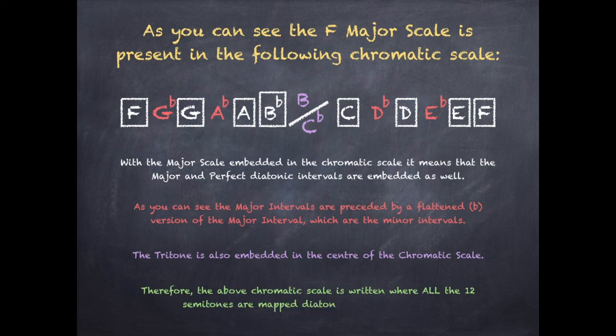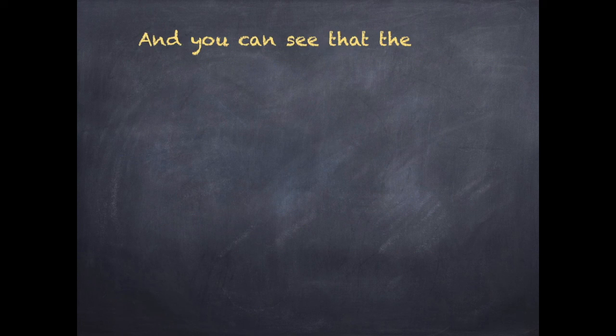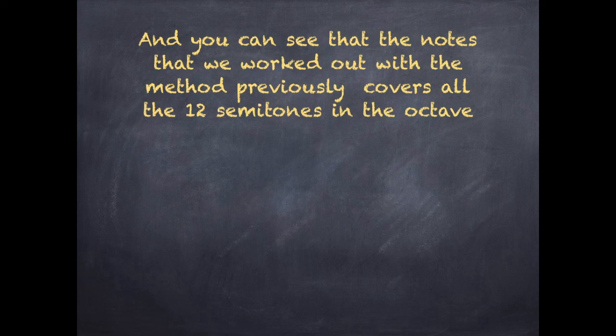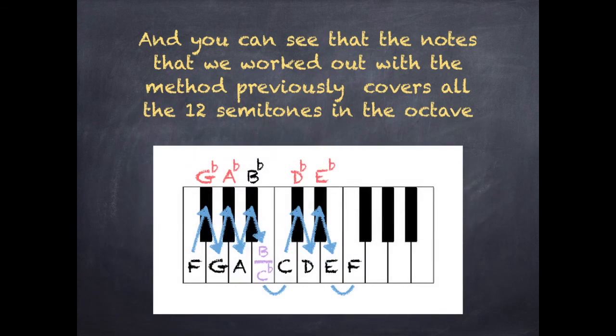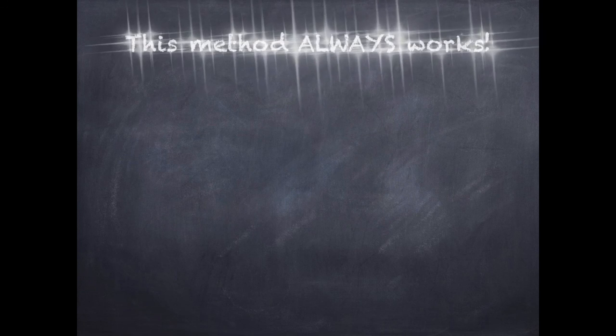Therefore, the above chromatic scale is written where all the 12 semitones are mapped diatonically to the tonic. And you can see that the method we worked out previously covers all the 12 semitones in the octave. Here, once again, is a picture of the keyboard, and you can see that the black notes are the major scale notes, so the perfect and major intervals. The red notes are the minor intervals, and the purple notes are the tritone. We've covered every single note, and this method always works.